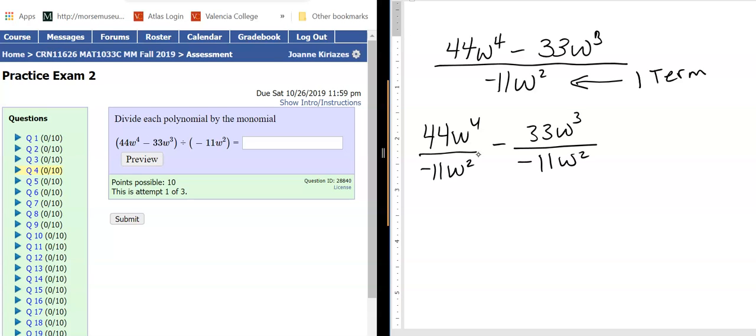We're just going to go ahead and divide each term by that denominator. And now I just have 2 little exponent problems. Well, 44 divided by 11, that's clearly negative 4 there. And then if I have 4 w's in the top and 2 w's in the denominator, it's going to be w squared. And this is going to be a positive because I have a minus times a negative, 3. And I'll have one W left because I have 3 on the top and 1 at the bottom. So this is my answer.